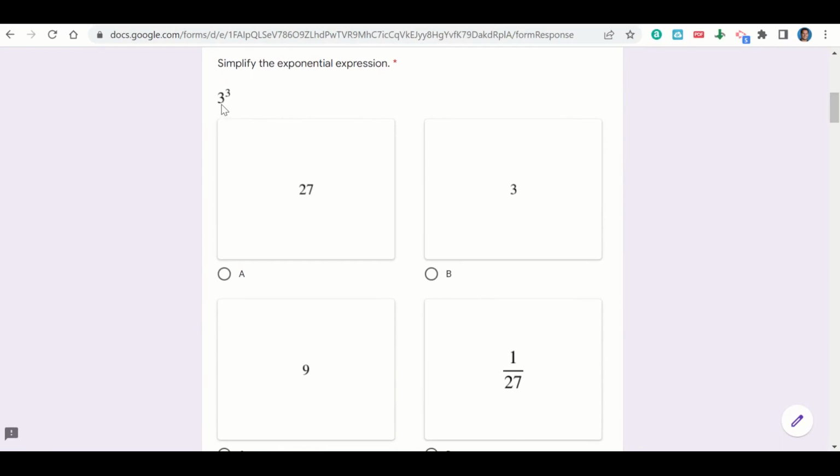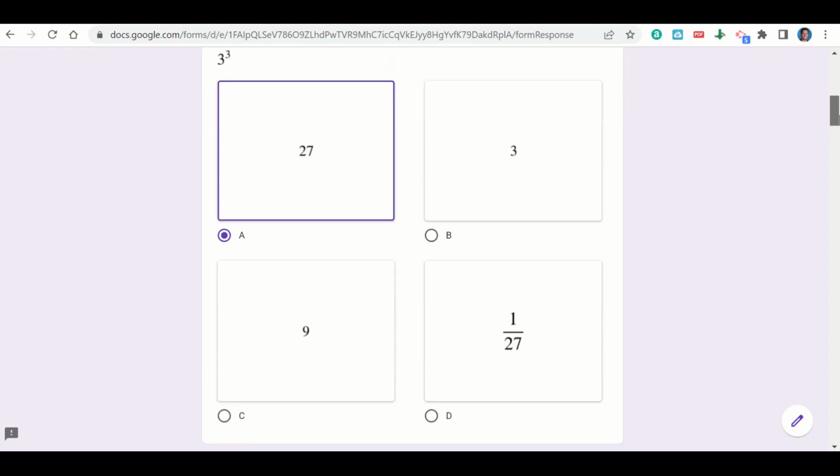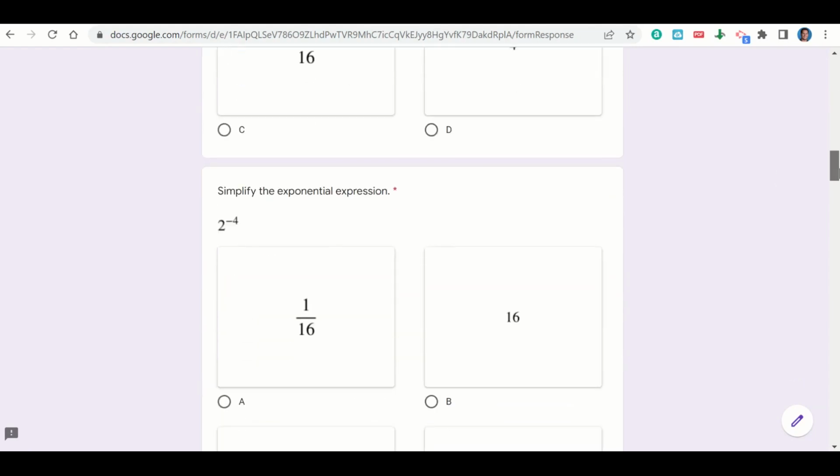So the first one says, what is 3 to the third power? Well, 3 to the third power is 3 times 3 times 3, which is 3 times 3 is 9, times 3 is 27. So that would be our answer. We'll continue to scroll down. I want to take a look at this one.